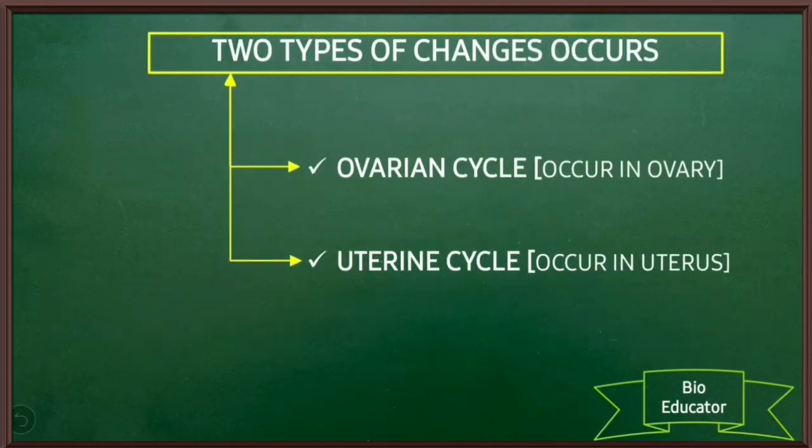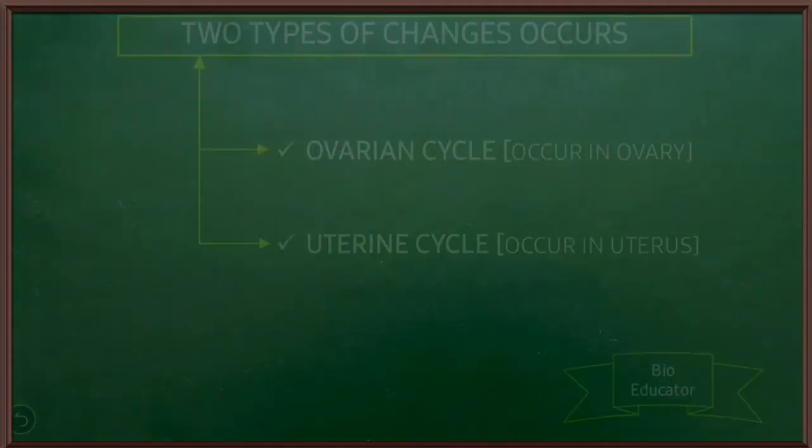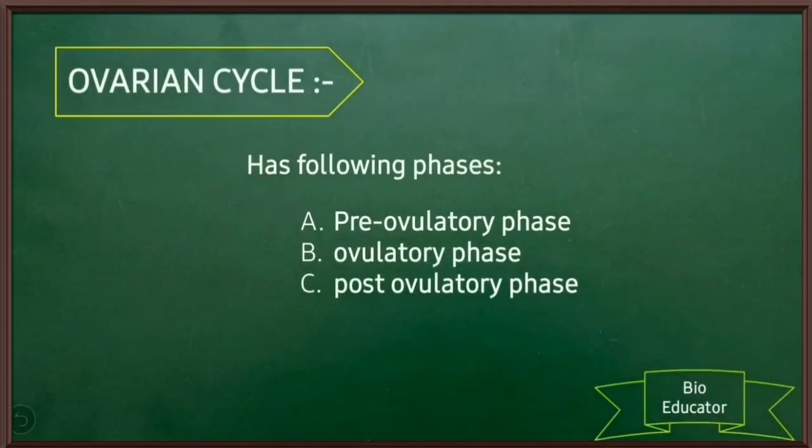We see that two types of changes occur during the reproductive cycle. Number 1, the ovarian cycle, which occurs in the ovary. Number 2, the uterine cycle, which occurs in the uterus. Now we will discuss these two cycles in detail. So first, we will discuss the ovarian cycle.